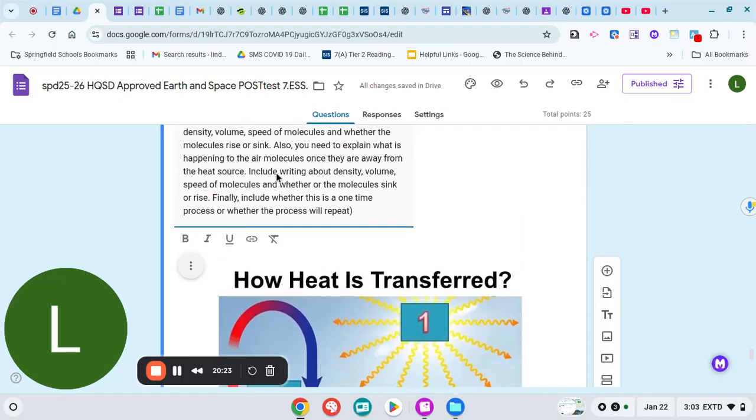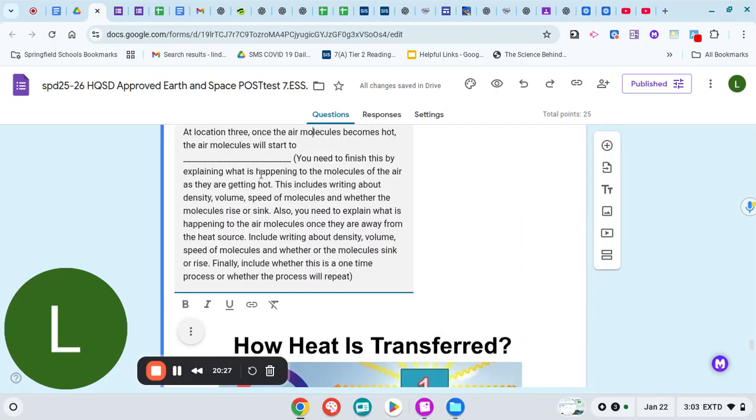Look what you need to include. You will need to explain what is happening to those air molecules as they're getting hot. You need to write about the density. So once the air molecules become hot, they will start to blah, blah, blah. When you tell me what they're doing, you need to mention the speed of the molecules. Are those air molecules getting faster or slower? Then you need to say whether that means they're taking up more space or less space, meaning volume. Then you would tell me whether they're more dense or less dense.